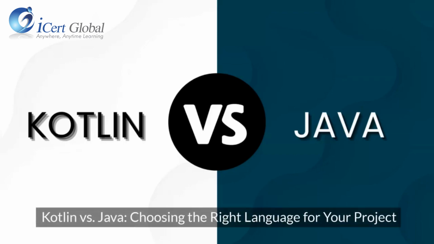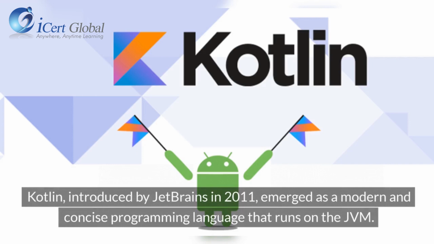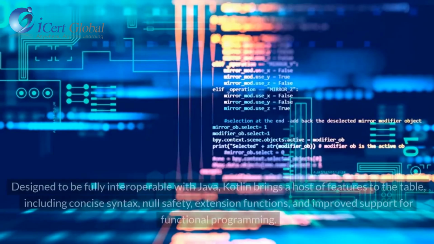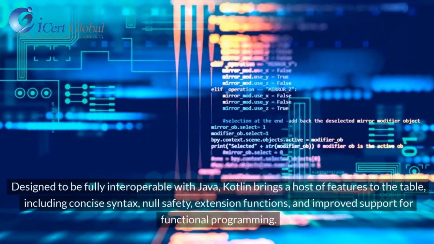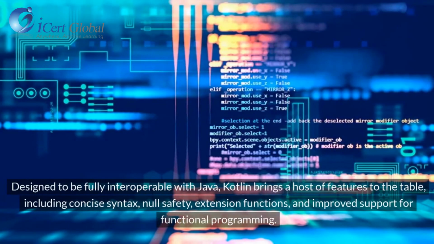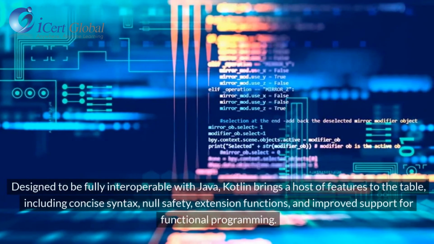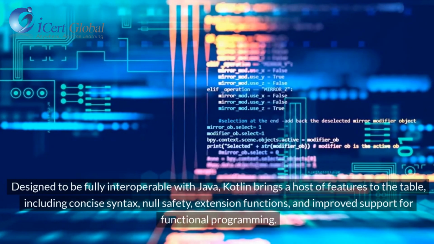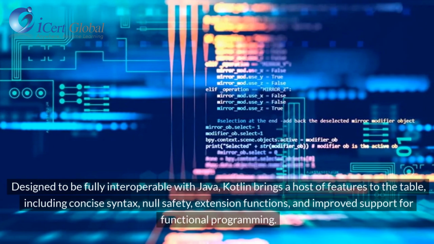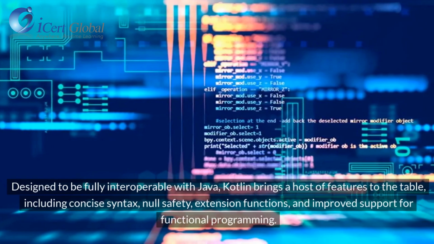Kotlin versus Java, choosing the right language for your project. Kotlin, introduced by JetBrains in 2011, emerged as a modern and concise programming language that runs on the JVM. Designed to be fully interoperable with Java, Kotlin brings a host of features to the table, including concise syntax, null safety, extension functions, and improved support for functional programming.